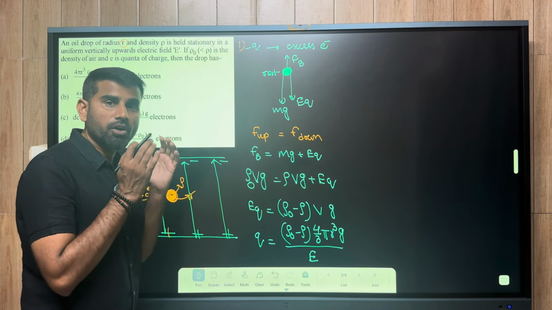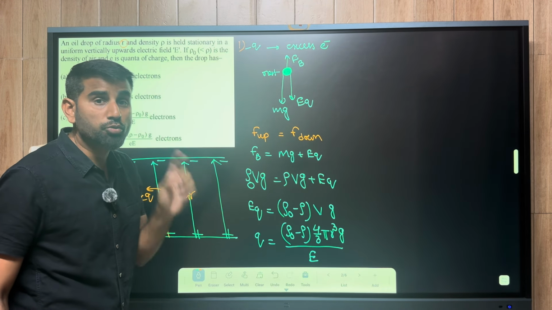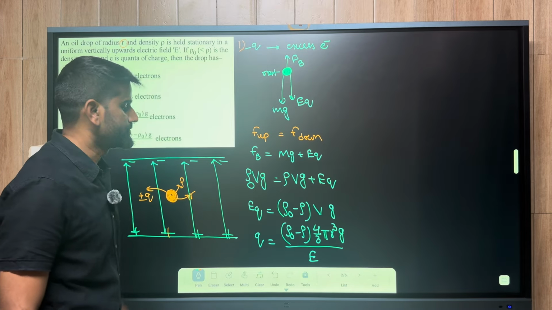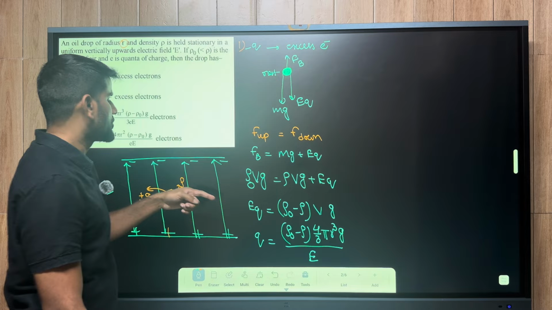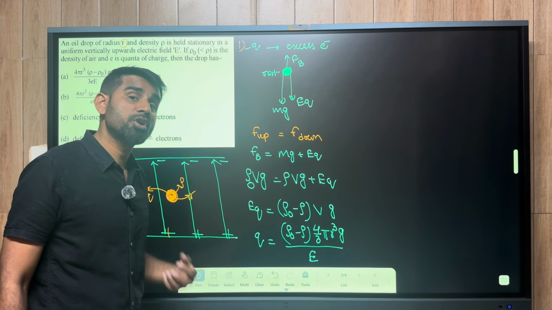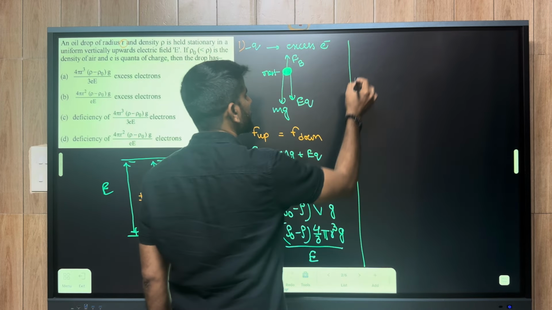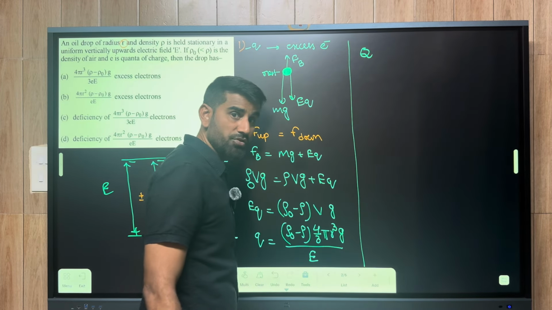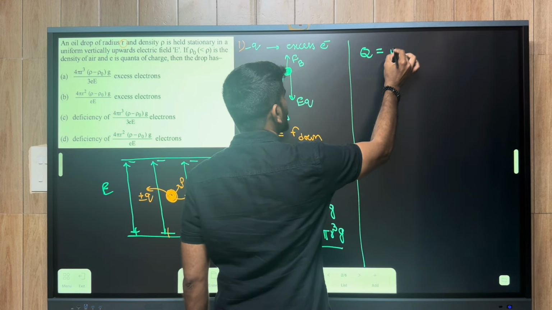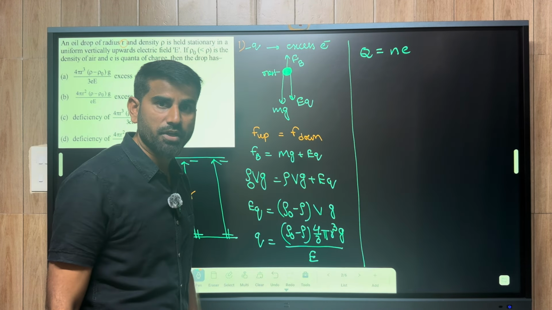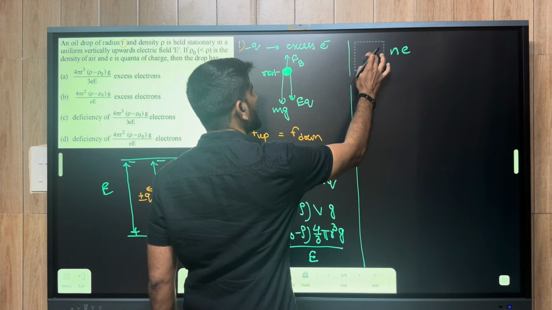so that the oil drop will be at rest in between the two plates, in the air, right? Now the thing is, we are not asked to find the charge. We are asked to find the number of electrons. To find this number of electrons, we use the quantization of charge. Q is equal to N into E.